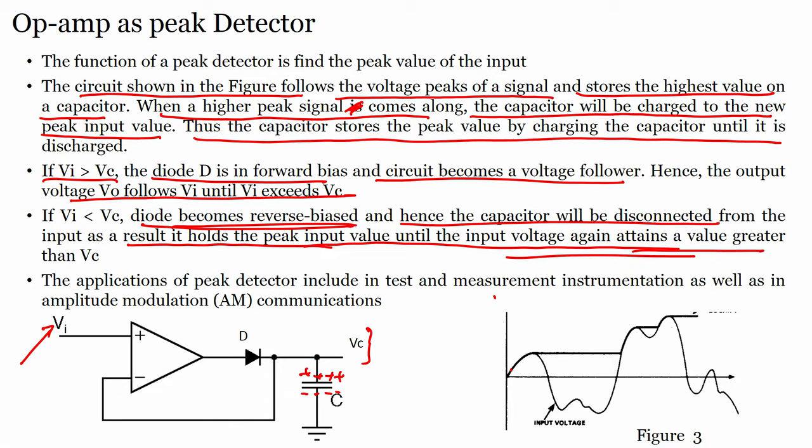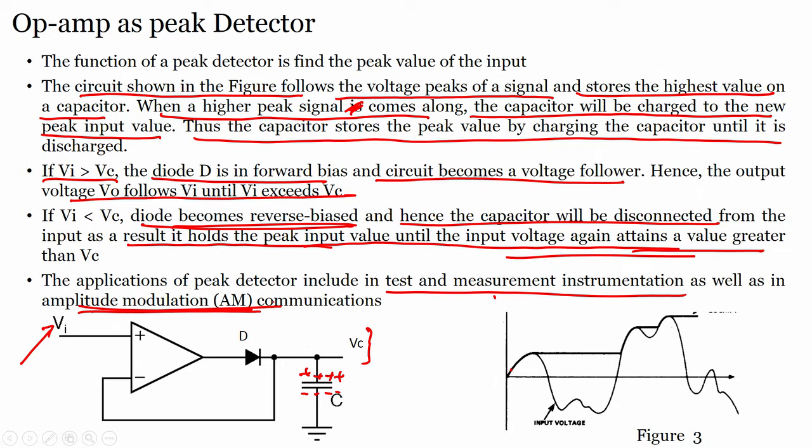The application of this peak detector, understand, now we are also showing the application, right. I told you that slowly and gradually we are moving to the point that now you can design the circuit and also understand what exactly the applications of these circuits are. So, the applications of the peak detector include test and measurement instrumentation, as well as amplitude modulation communications.